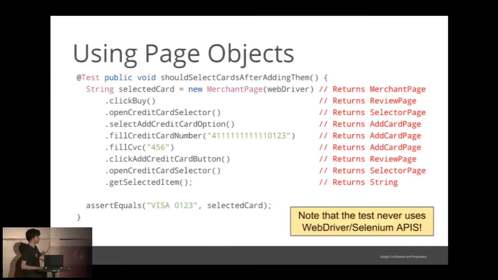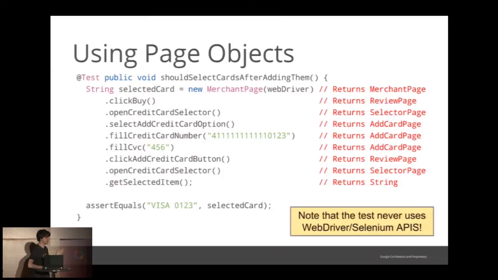And to reiterate here, the big point, the reason this works is that inside my tests themselves, I'm never referring to WebDriver APIs. I'm never referencing DOM elements directly. I'm only speaking in terms of these page objects. And that encapsulation is what makes this work.